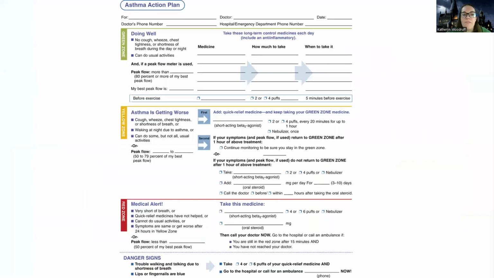And here's an example of this. This just shows you, hey, things are going well. And this is what they'll give the patient: how many puffs to take, what to do next, et cetera. That way they can know what to do.